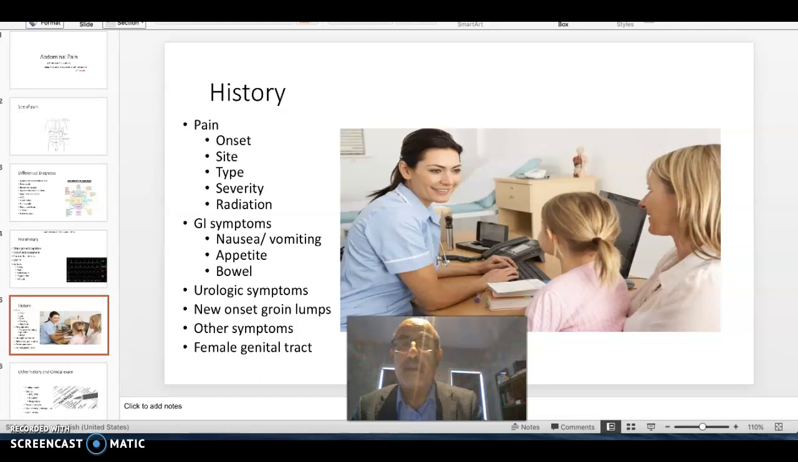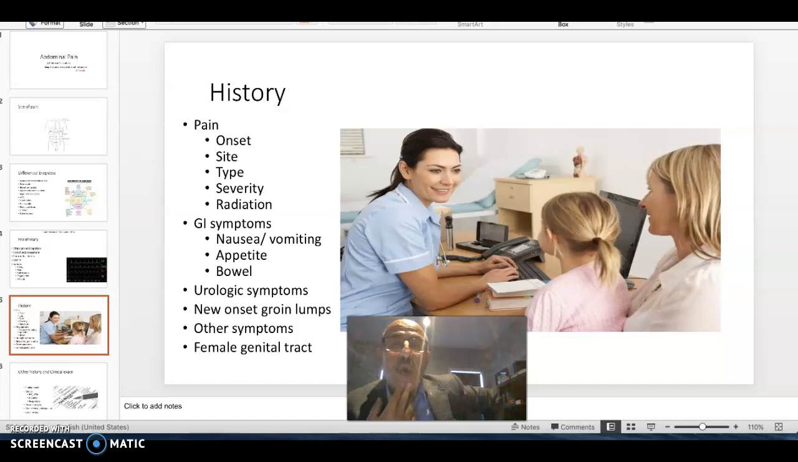Any radiation of the pain? Now, abdominal pain could radiate to the back in biliary and pancreatic problems. A ruptured aneurysm could radiate to the back and to the groin. Pain from the biliary tree can radiate also to the shoulder, and so on and so forth. Renal colic will radiate from the loin down to the groin region. We always need to finish asking the patient about the pain.